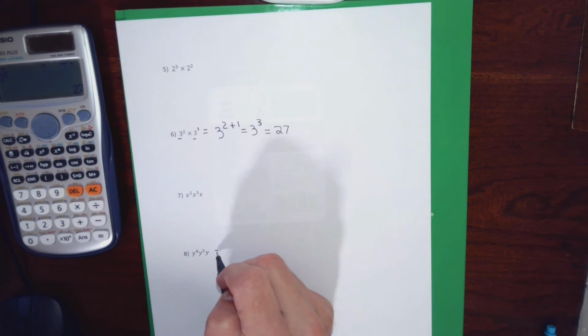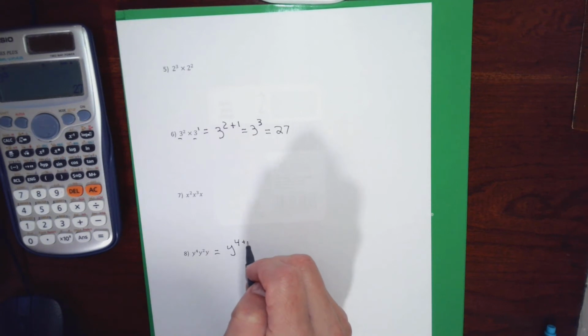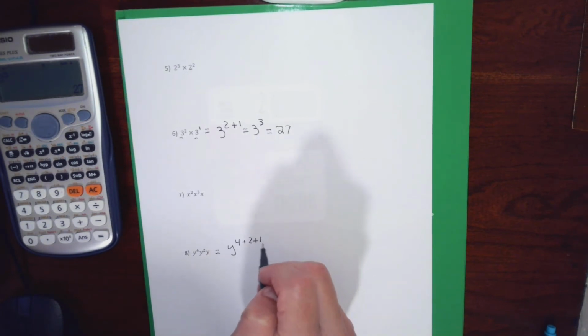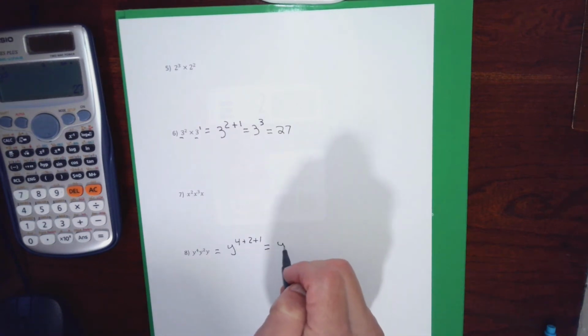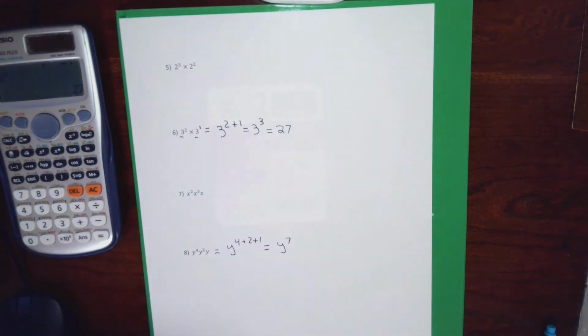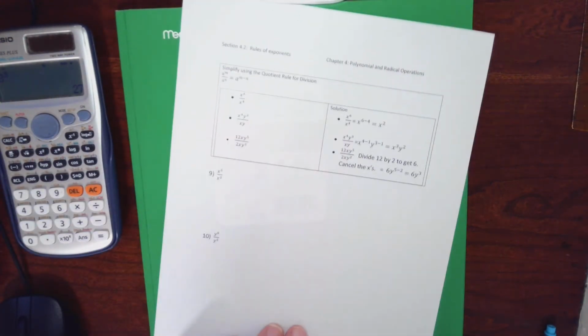Problem 8, I'm multiplying 3 y's. That means 3 factors there, and they all have the same base. So I'm going to multiply by leaving the base alone at y and adding the exponents 4, 2, and the implied exponent of 1. That's the first of, I think, like 6 rules.